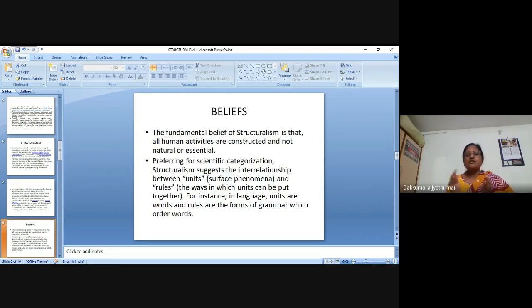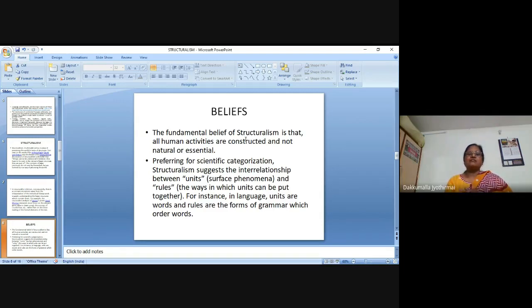In a similar manner, words also have a particular order in grammar. For example, subject, verb, object. This is the rule for English sentence construction. So to have a meaning, we need a certain order. Putting alphabets in a sequence, we get words. Putting words in a sequence, we get sentences. And putting sentences in a sequence, we get complex sentences, paragraphs or essays, etc. So structuralism suggests the interrelationship between the units, and they believe that this interrelationship is constructed. It is not natural or essential.